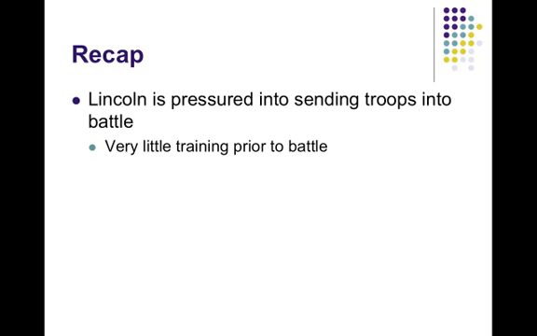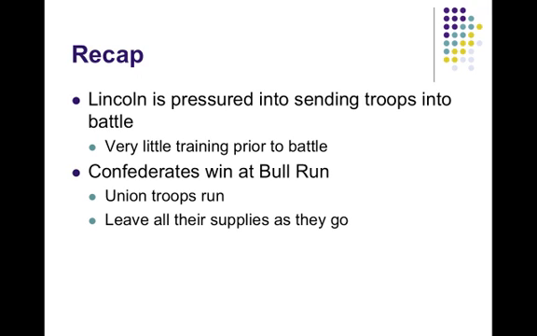So a quick recap here. Lincoln is pressured into sending troops into battle, even though there's very little training prior to the battle, and that was the Battle of Bull Run. At the Battle of Bull Run, the Confederates won. The Union troops panicked, they got out of order, out of organization.